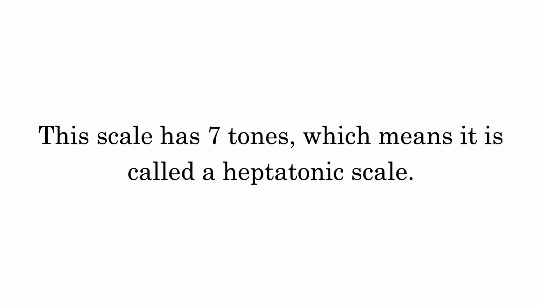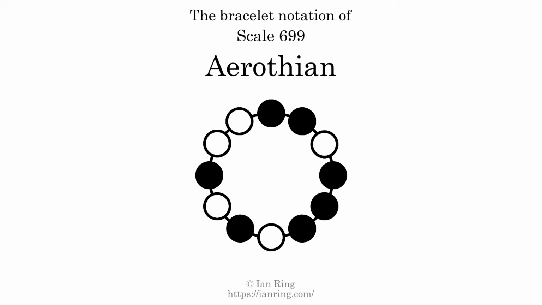This scale has 7 tones, which means it is called a heptatonic scale. This is a bracelet notation diagram of scale 699. The shaded circles represent tones that appear in the scale, and they are read clockwise, starting at the top.